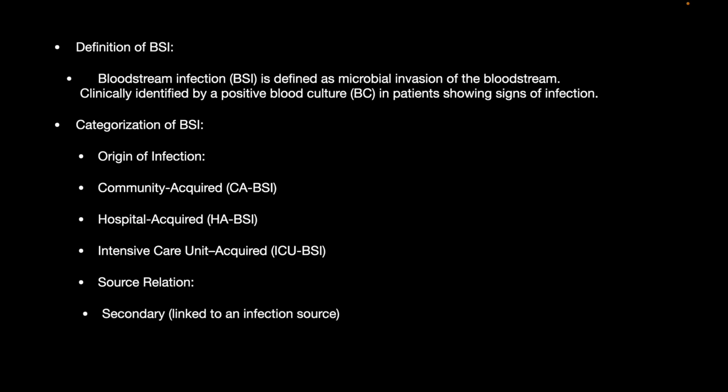Regarding the source, it can be secondary to an infection at some other source like an abdominal infection or a pneumonia, or it can be primary where we cannot actually identify a single source which pertains to the infection of the bloodstream. So how does bloodstream infection affect ICU patients?